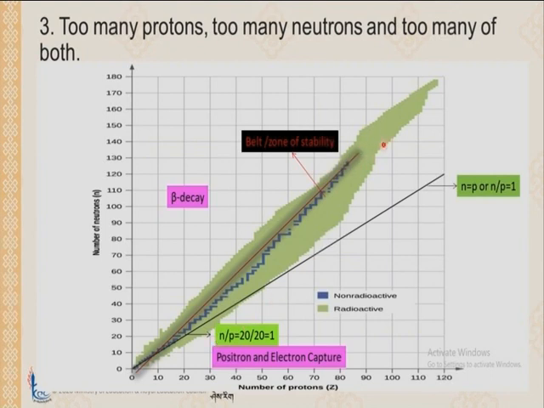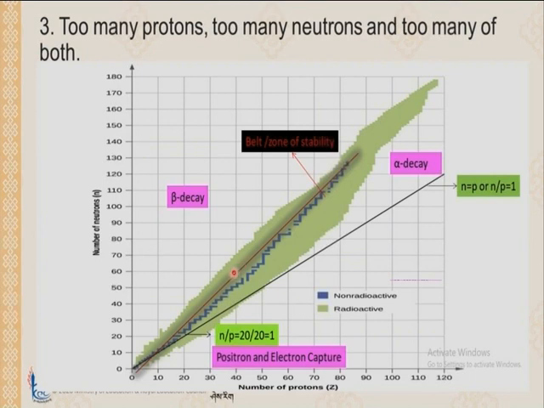Third, in this region, elements or heavier nuclides contain more protons and neutrons. So elements in this region have too many of both. So in that case, how will they stabilize? By emitting alpha particle.